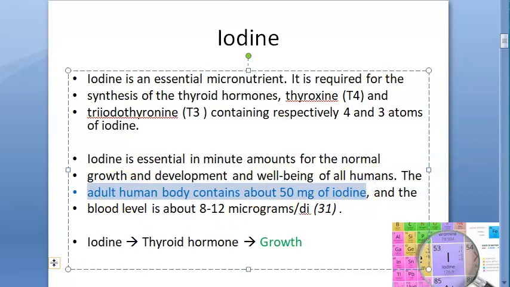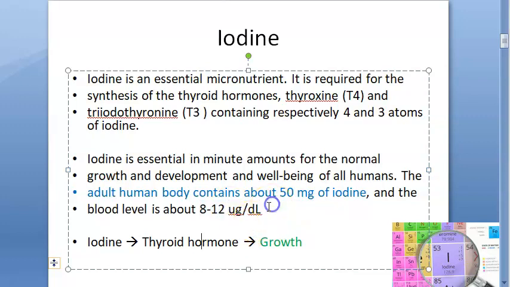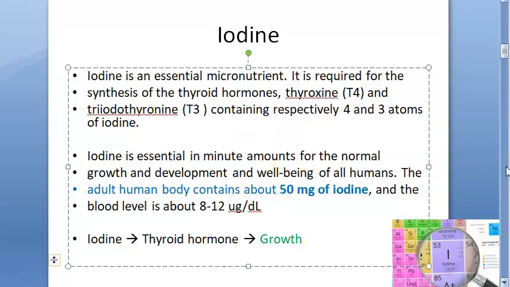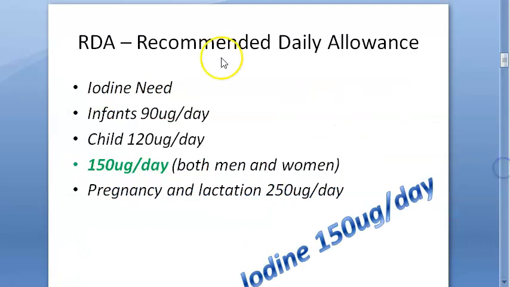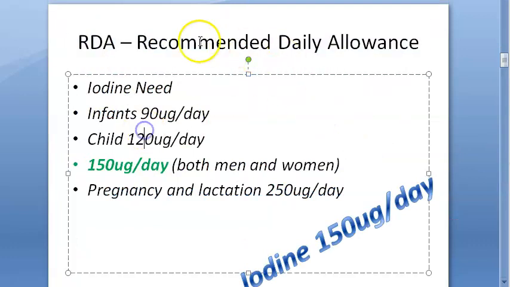We already have 50 milligram of iodine. In the blood, the level is about 8 to 12 microgram per deciliter. Just learn that our body already has 50 milligram of iodine, but our daily requirement is only microgram. It is a micronutrient. The daily recommended allowance for an adult is 150 microgram per day.